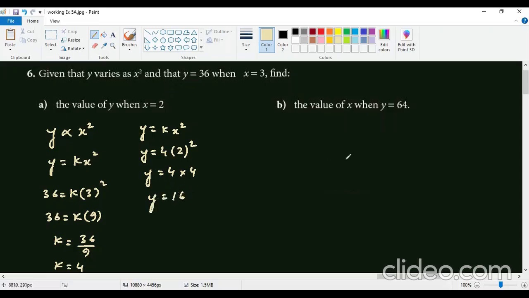Now we need to find the value of x when y is 64. Same formula we'll use. Y equals k, which is 4, times x square. Y is 64, so 64 equals 4x square. That means 64 over 4 is going to be equal to x square. That means this is going to be 16 equals x square. That means x is equal to plus or minus 4 as an answer.